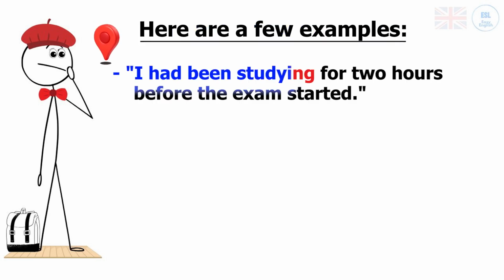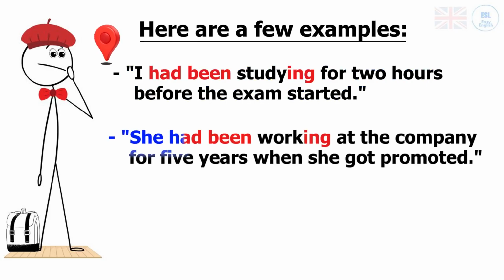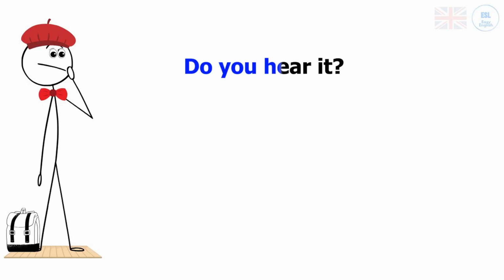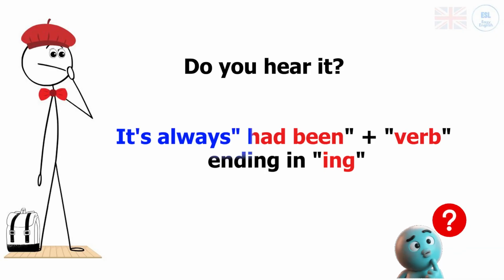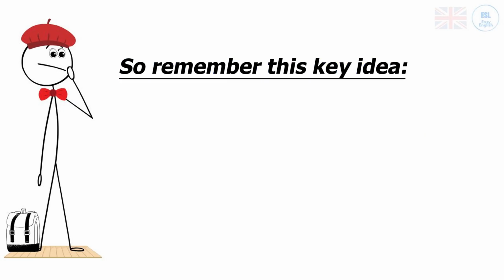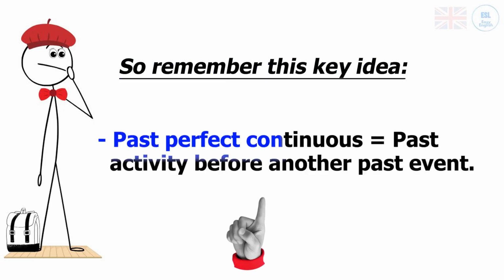I had been studying for 2 hours before the exam started. She had been working at the company for 5 years when she got promoted. They had been playing football, so they were tired when I saw them. Do you hear it? It's always had been plus verb ending in ing. So remember this key idea. Past perfect continuous equals past activity before another past event.